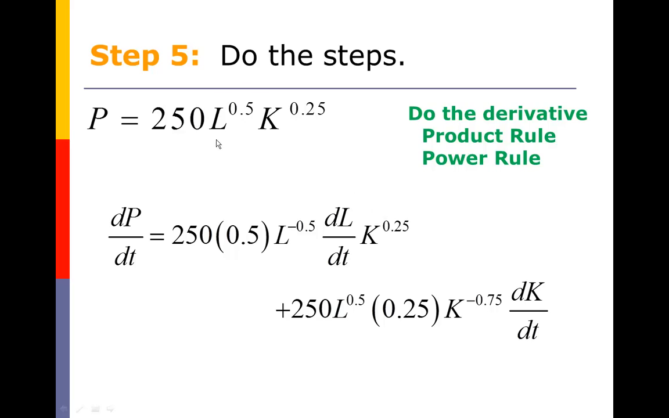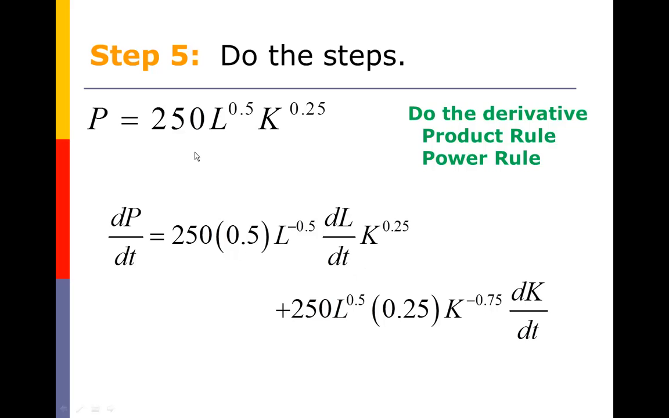When we do the derivative of the L, it's just a straightforward power rule. Bring the power down in front, multiply, and then subtract 1 from the power. And because this is related rates and we're doing the derivative with respect to t, we have to do the dL/dt. We have to do the derivative of the actual variable. And so that's the derivative of the first part.